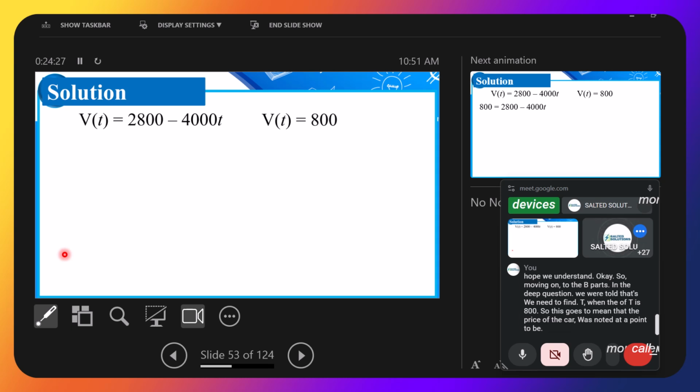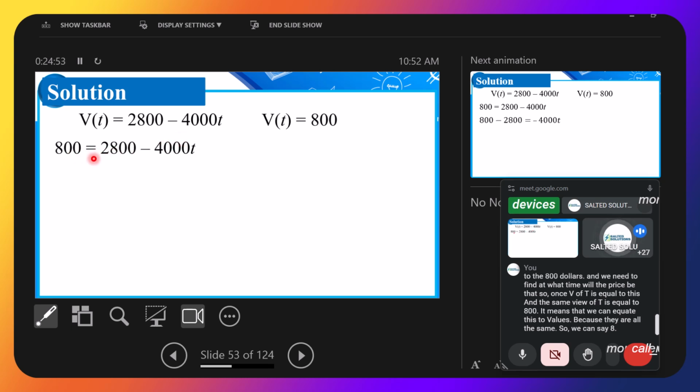And we need to find at what time the price would be that. So once V of T is equal to this, and the same V of T is equal to 800, it means that we can equate these two values because they are all the same. So we can say $800 is equal to 2,800 minus 4,000 T. I hope we agree to this.